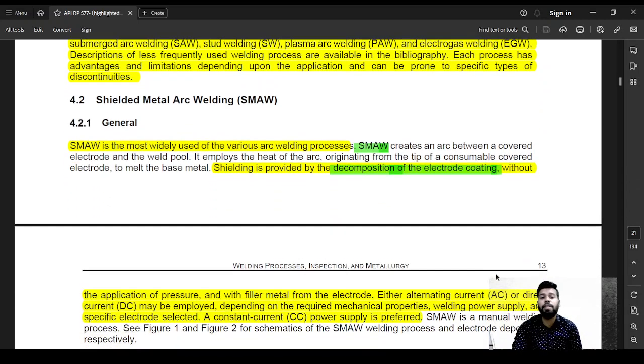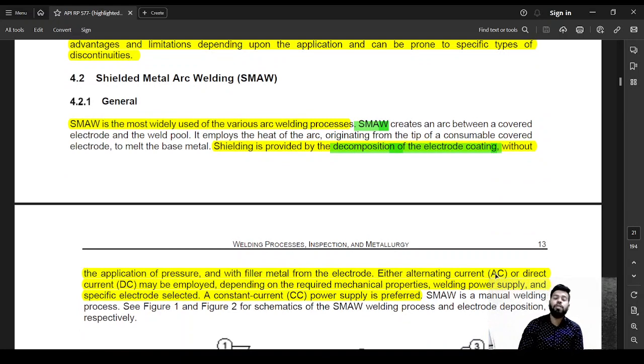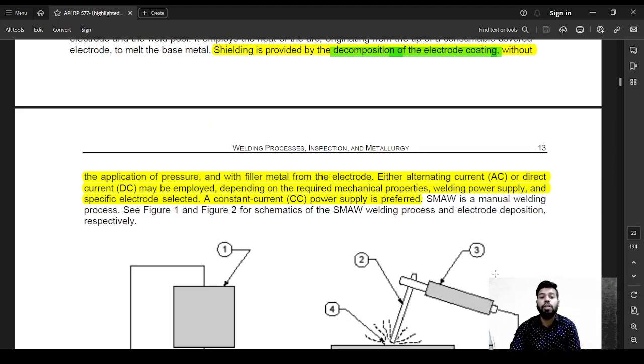So the first is going to be shielded metal arc welding. SMAW is the most widely used arc welding process. The SMAW creates an arc between a covered electrode and a weld pool. So you have an electrode that is covered with a flux, and you use the arc that is created between the electrode and the workpiece. The shielding is provided by the decomposition of the electrode coating without the application of pressure and with the filler metal from the electrode. Either an alternating current or a direct current may be employed, depending on the required mechanical properties, welding power supply and the specific electrode selected.